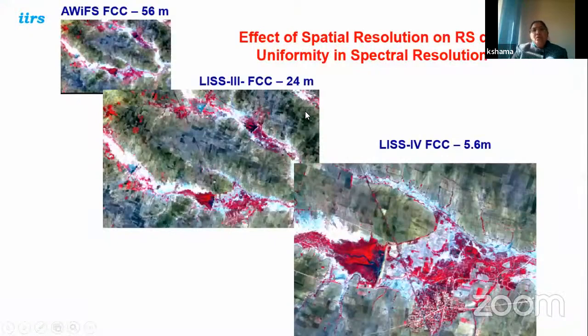Now, there is one term I am talking about again and again, that is spatial resolution. Spatial resolution is basically the pixel size, or the area which you can see on the ground in one pixel. For example, AWiFS data has a pixel resolution of 56 meters. So your 56 meter by 56 meter area will have a single value. That way, you can only study regional level or broad level features. Similarly, you have LISS 3.